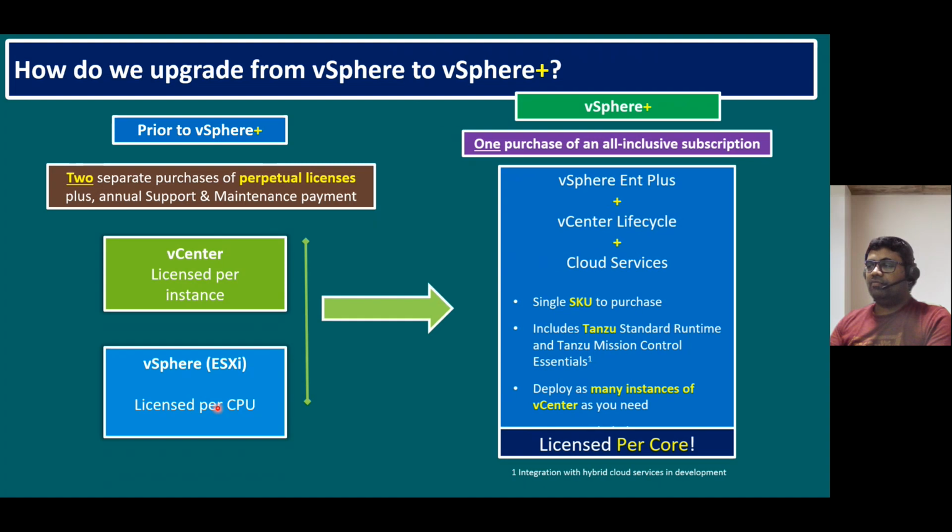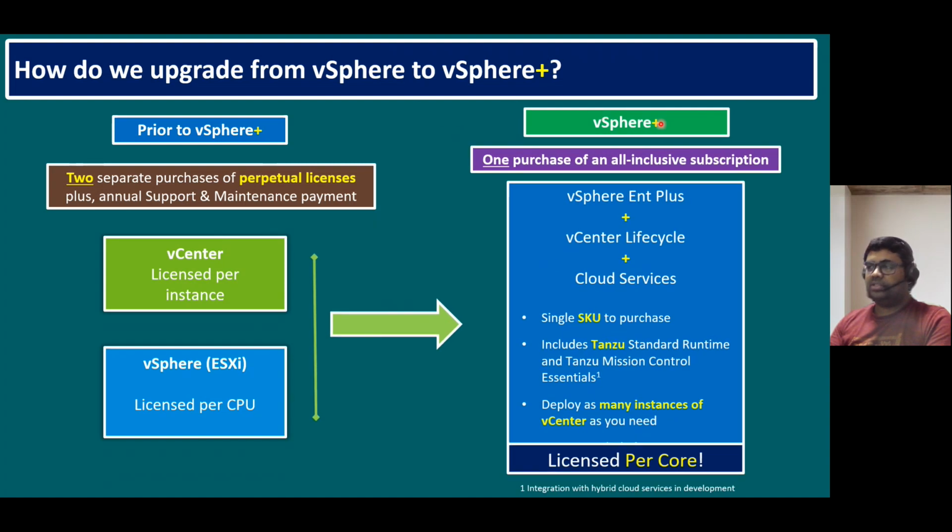But when we plan to move to a vSphere Plus subscription, it's only one purchase of an all-inclusive subscription, so that we will receive all these license features, which includes vSphere Plus Enterprise Plus and vCenter Lifecycle, cloud services. Cloud services means add-on services and admin services, developer services, and a single SKU to purchase. SKU means it's a stock keeping unit.